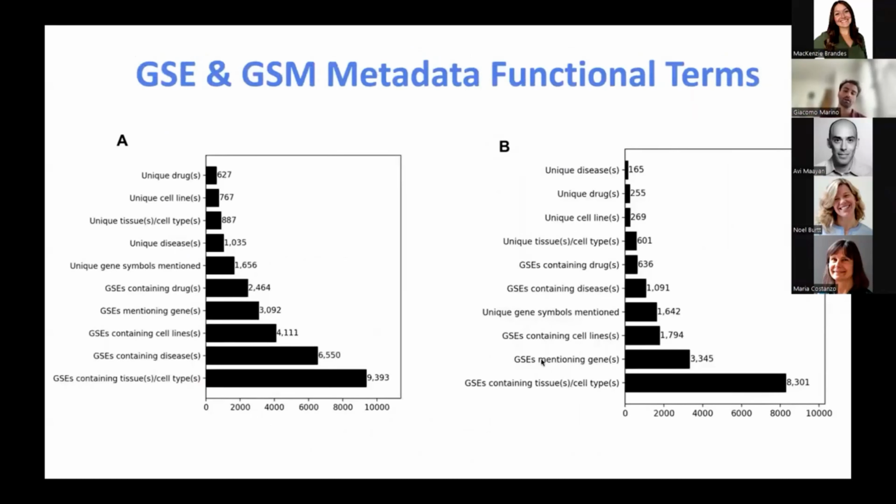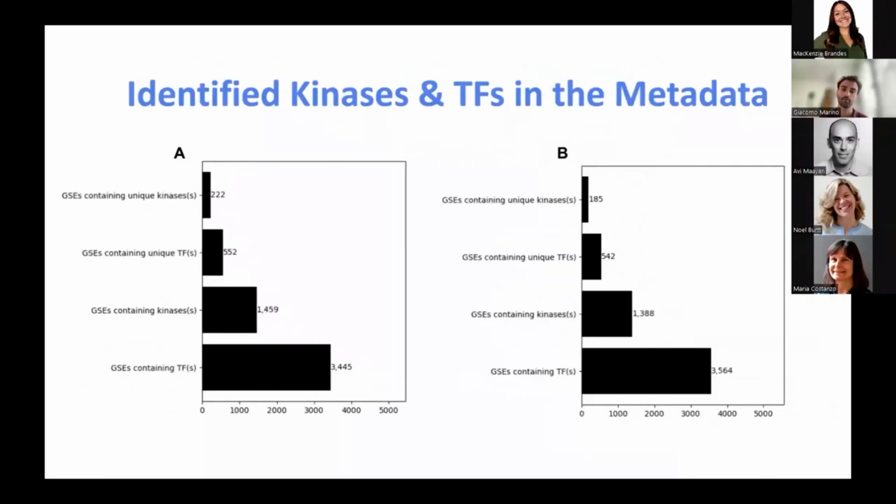Then looking at the actual metadata from these studies included in the RummaGEO database, we can identify a variety of functional terms, including tissues and cell types, cell lines, diseases, and genes. We can look at both how many unique occurrences we have of those, as well as the total amount contained within studies. Here we can see the most common functional term that we're pulling out is definitely tissue and cell types, but many other functional terms can also be extracted.